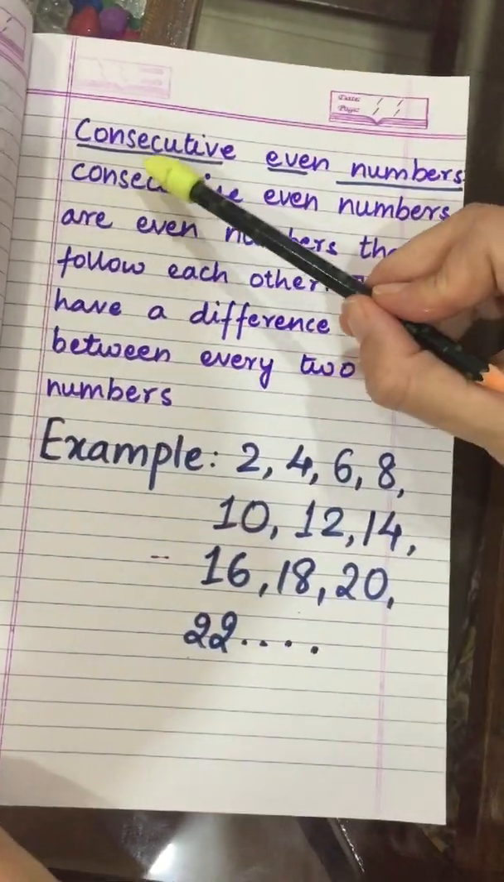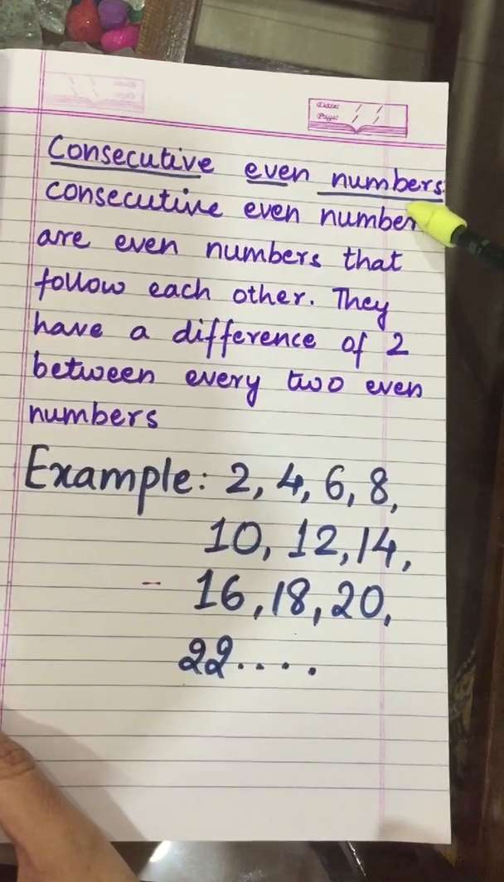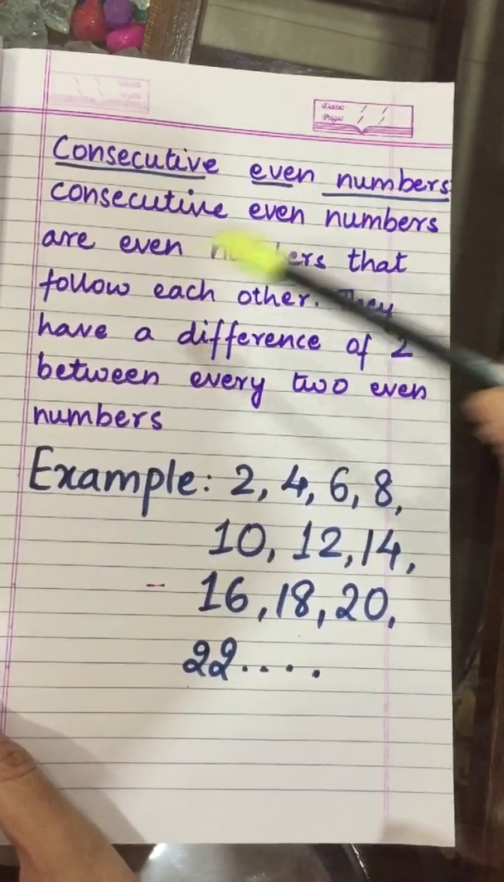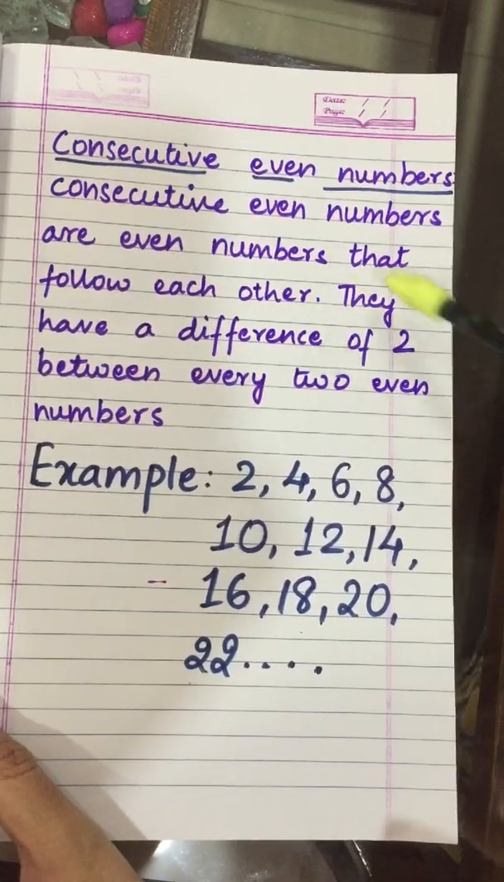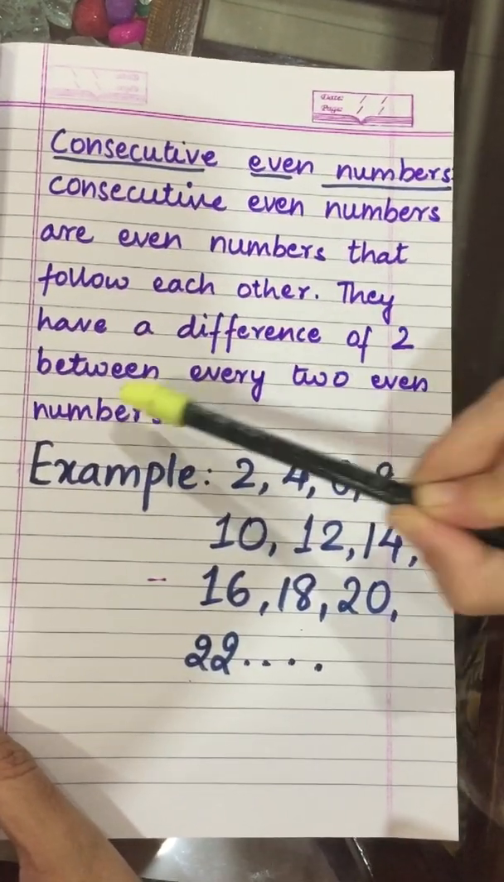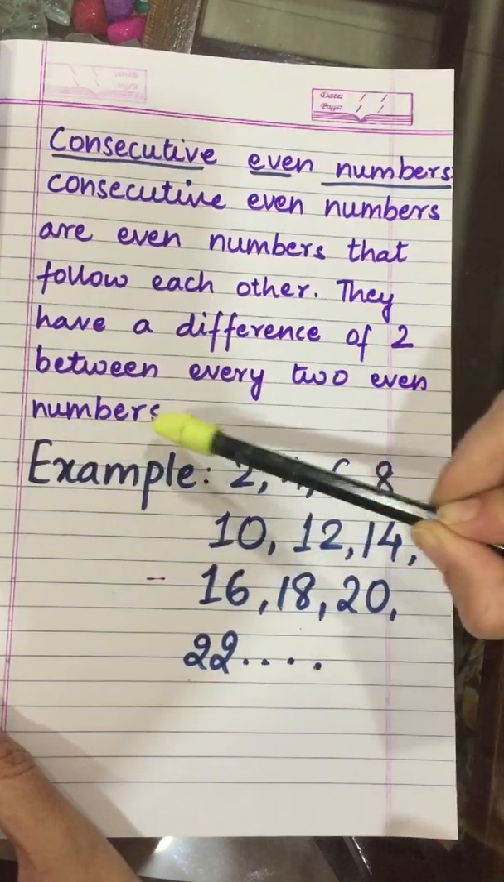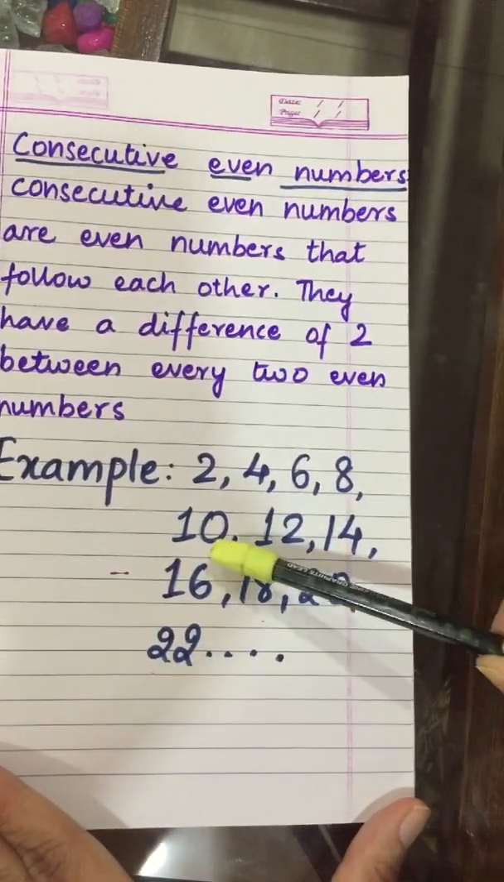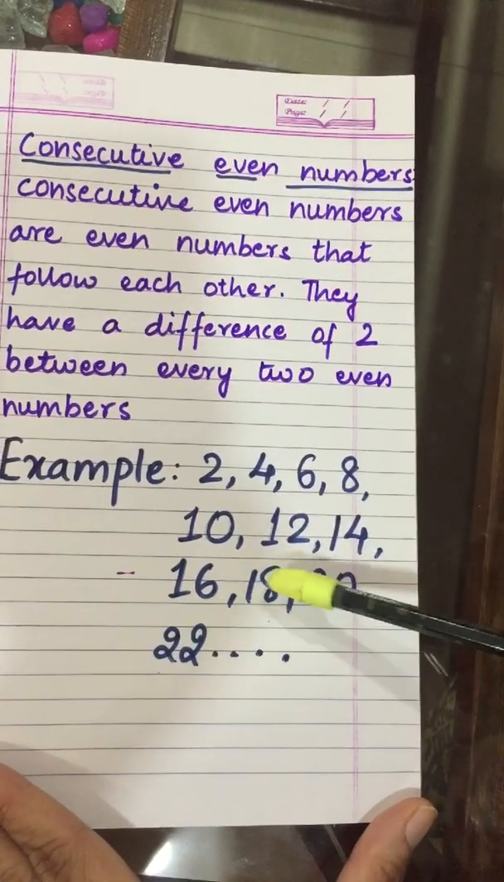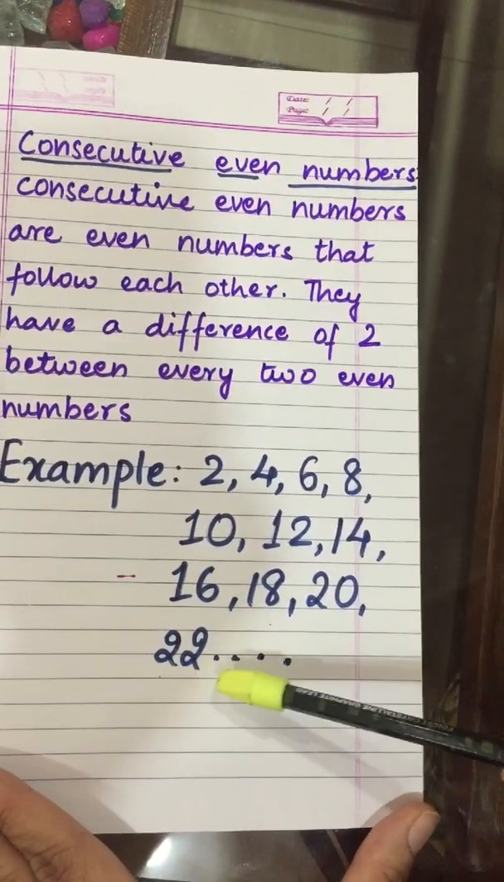Now let's learn consecutive even numbers. Consecutive even numbers are even numbers that follow each other. They have a difference of 2 between every two even numbers. For example, 2, 4, 6, 8, 10, 12, 14, 16, 18, 20, 22, and so on.